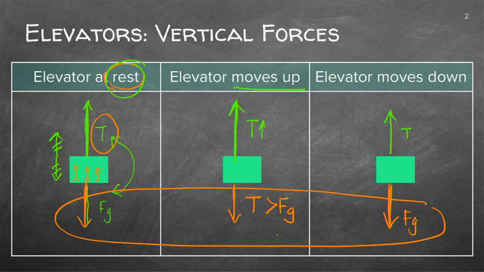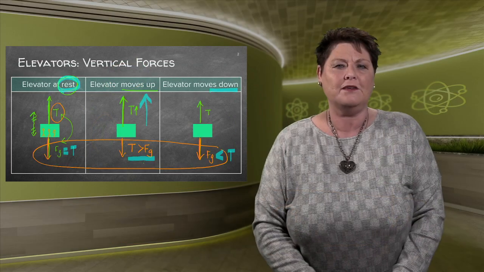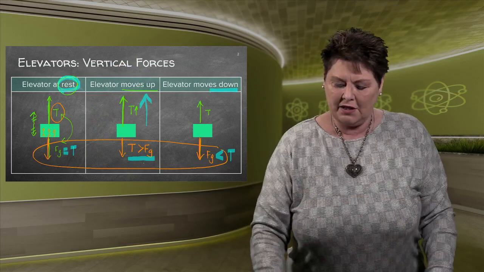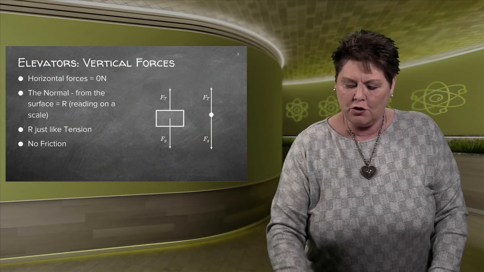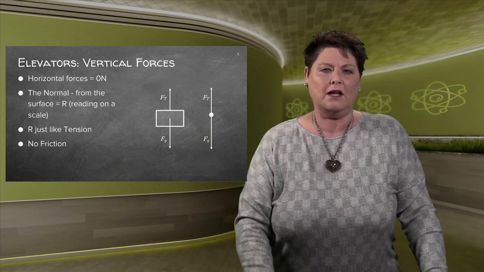So let's quickly have a look. The tension in the cable, if it's at rest, will be exactly the same as the gravity. When it's going upward, the tension is greater than the downward force. And when it's coming downward, the tension will be smaller than the gravity. That's more or less how an elevator works. So you've got the tension in the cables. Let's have a look at questions that they'll ask you.